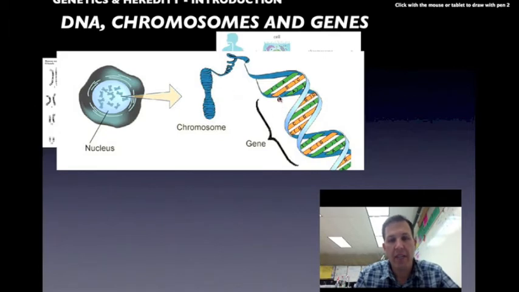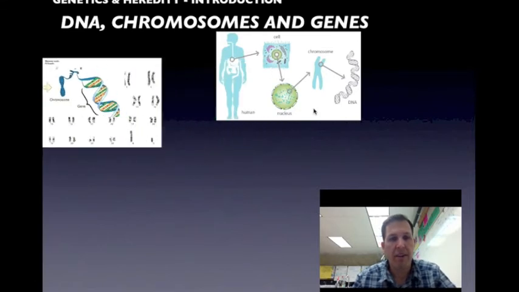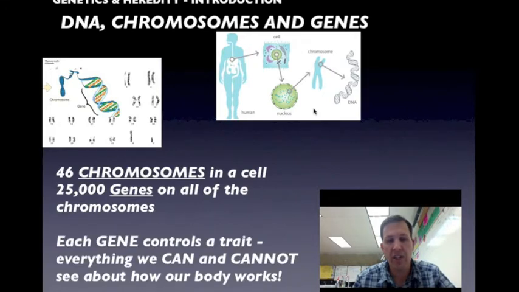as we unravel it, certain sections of DNA are genes. And maybe this section here is another gene, and here is another gene, but all those sections are genes, and we have many genes. Right, we have 46 chromosomes, 25,000 genes divided up on all those chromosomes, and each gene controls some sort of trait. Things we can see and things we cannot see.